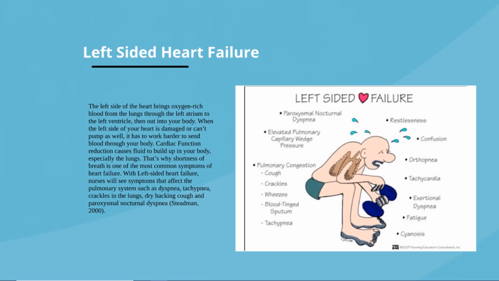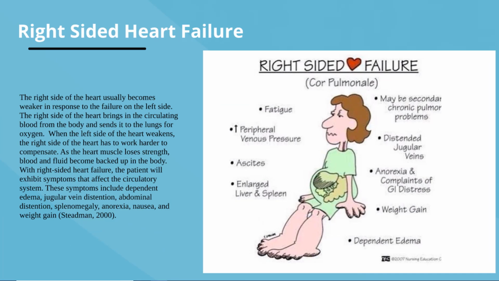The right side of the heart usually becomes weaker in response to the failure on the left side. The right side of the heart brings in the circulating blood from the body and sends it to the lungs for oxygen. When the left side of the heart weakens, the right side of the heart has to work harder to compensate. As the heart muscle loses strength, blood and fluid come back up in the body.